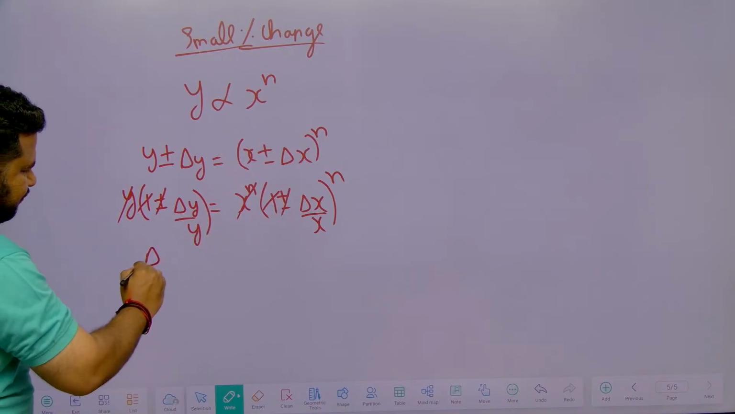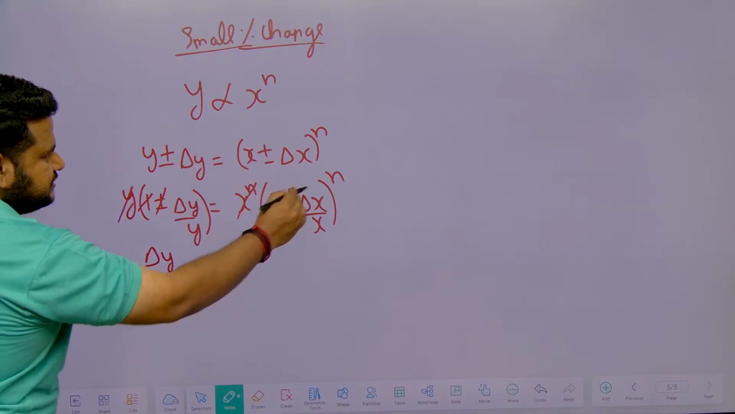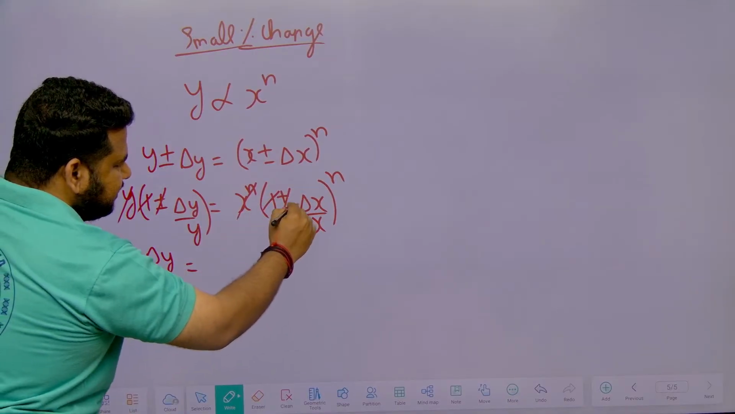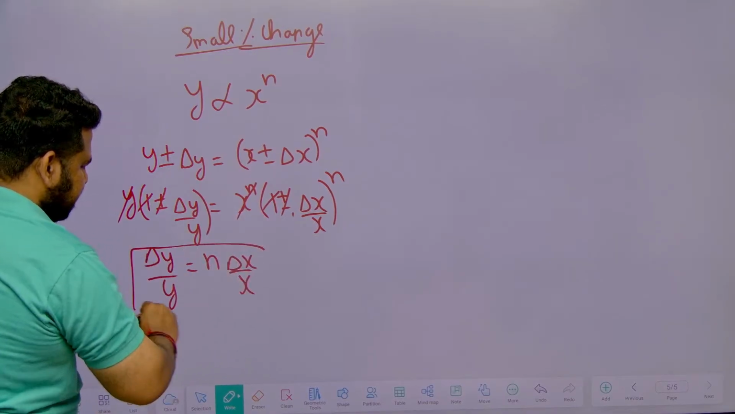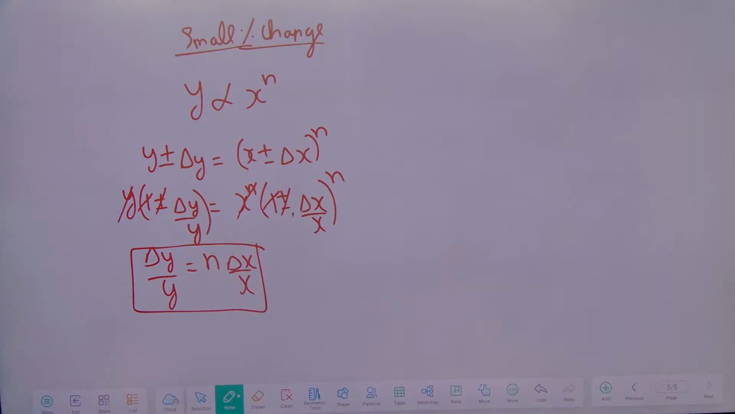What will I have? Delta y by y will be equal to what? This n will come inside. Here we forgot one thing, n will come inside. So this will become n times delta x by x. Delta y by y is equal to n times delta x by x. Write down this now. If they give a small percentage change, you have to apply only this result. How? We will see some questions, there you will be able to understand. Write down this full thing, with the heading small percentage change.